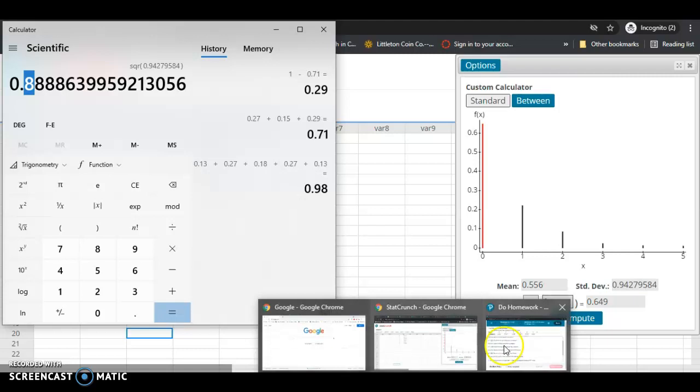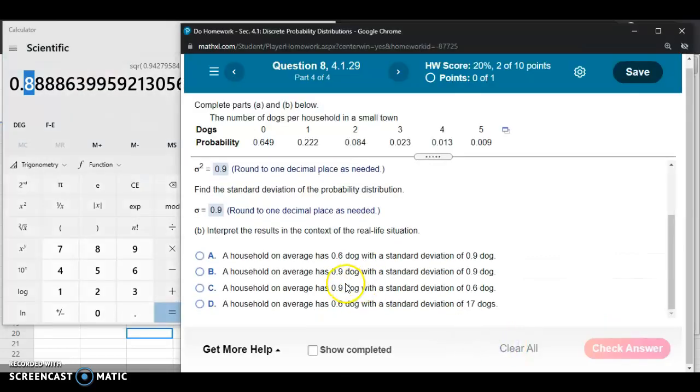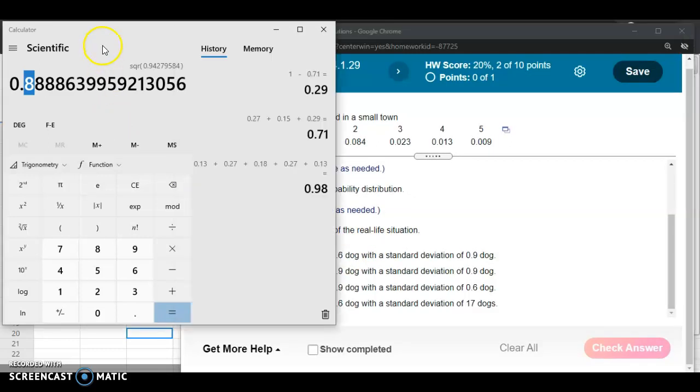Then it wants us to interpret the results in the context of a real-life situation. So I've got to read the answer choices carefully.